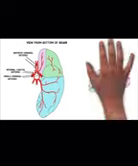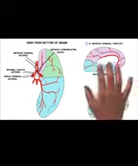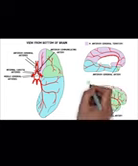The anterior cerebral arteries supply the medial, frontal, and parietal lobes, and they are connected by the anterior communicating artery. The middle cerebral arteries supply most of the lateral surface of the cerebral hemispheres.